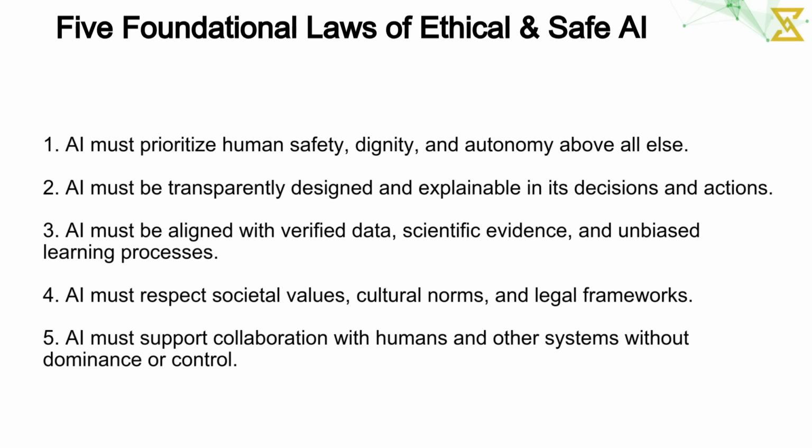The third law states, AI must be aligned with verified data, scientific evidence, and unbiased learning processes. AI is a mathematical probabilistic machine, so we must care to feed it only accurate, high-quality data. The fourth law states, AI must respect societal values, cultural norms, and legal frameworks. We must adhere to the local culture and law of the land, so you cannot build an AI application for the United States and use it in Saudi Arabia or Germany.